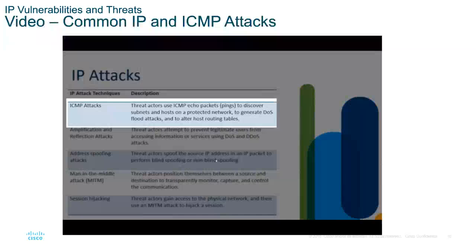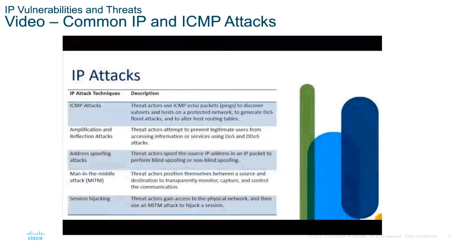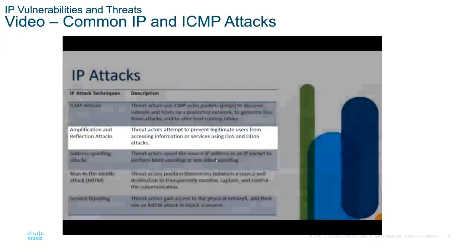They can also use ICMP attacks to generate denial of service floods. They can even use these things to alter the host routing tables of a targeted device. With amplification and reflection attacks, our threat attackers are going to prevent legitimate users from gaining access to info or to even use network services by using denial of service and distributed denial of service attacks.